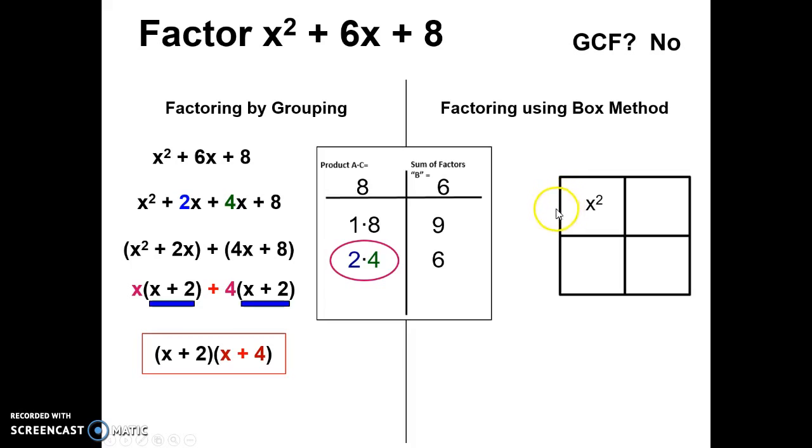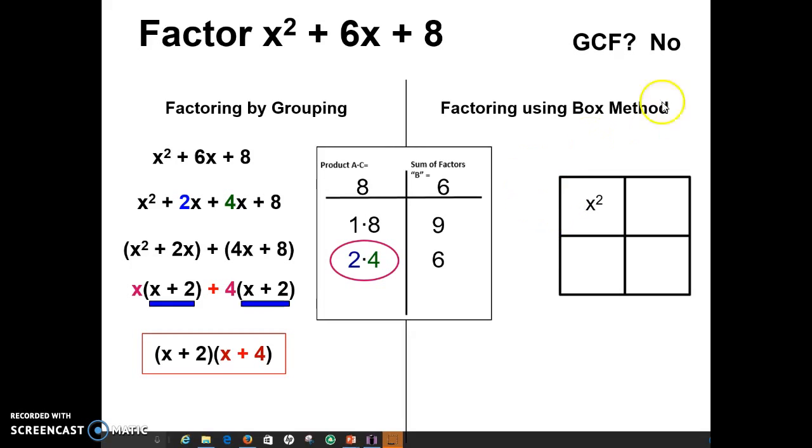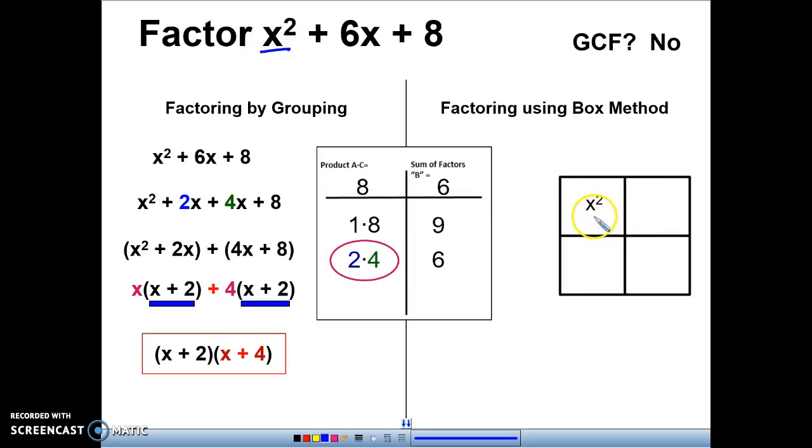Using the box method, your x squared goes here. Your 8 goes here. Just like down here, x squared didn't change and your 8 didn't change. But I'm going to rename the 6x. I'm going to rename that 2x and 4x.